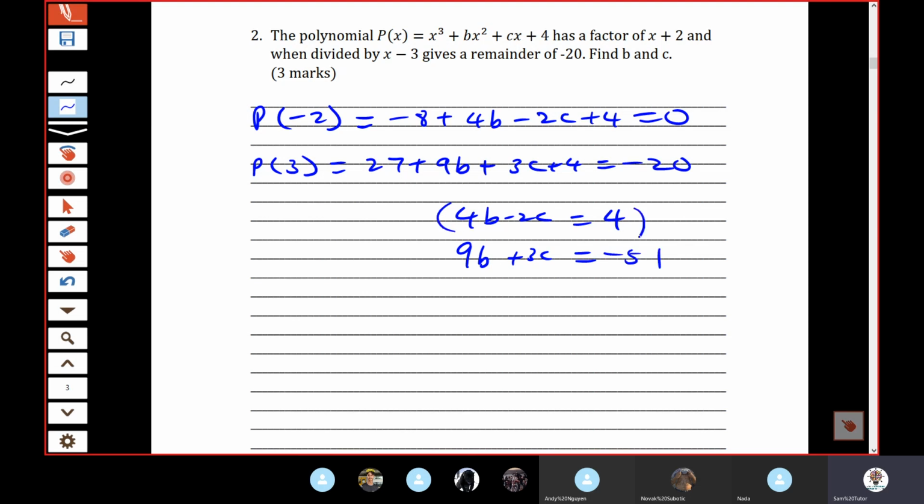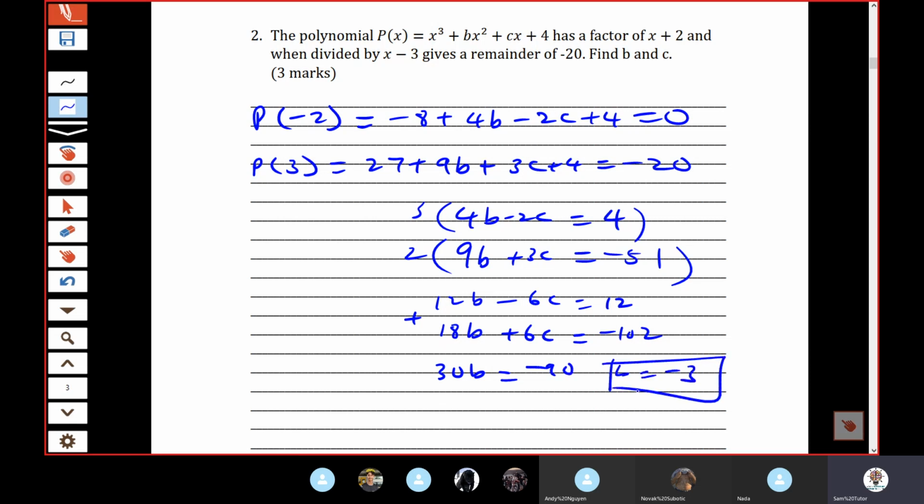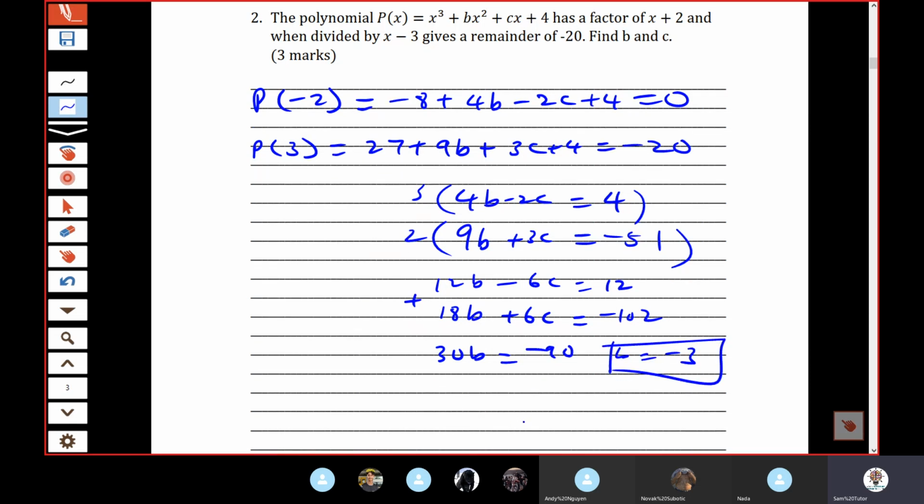I will times this one by 3 and this one by 2, so 12b minus 6c equals 12, 18b plus 6c equals 51 times 2, that is 102, plus 30 equals 12 minus 102, -90, b equals -3. Sub it back in, get my c. C equals 4 plus 12 divided by -2.